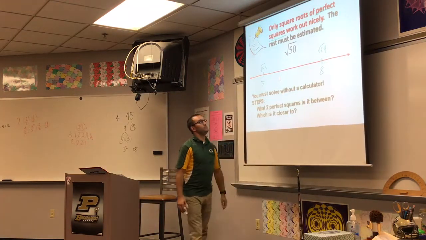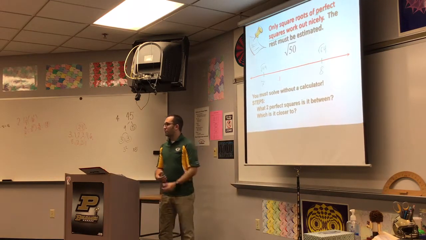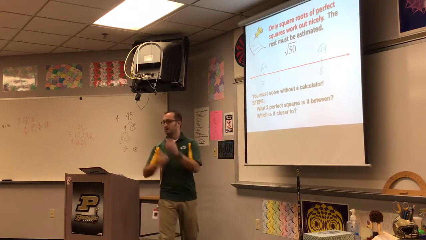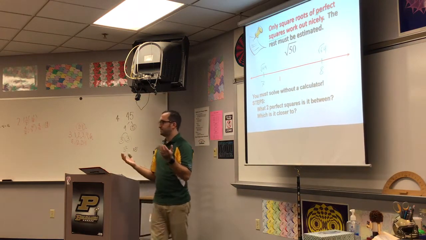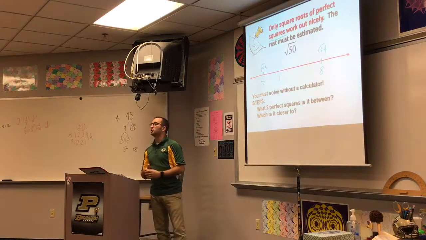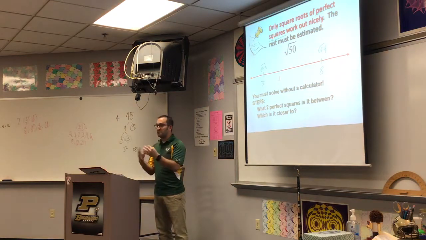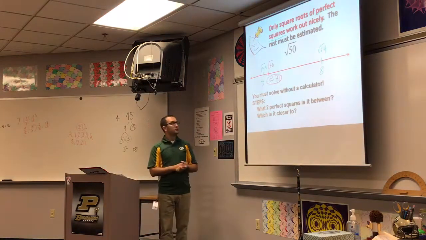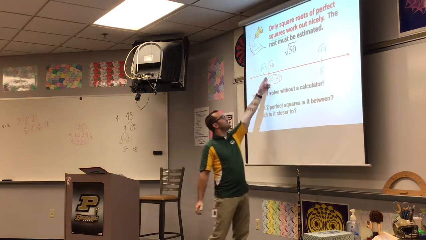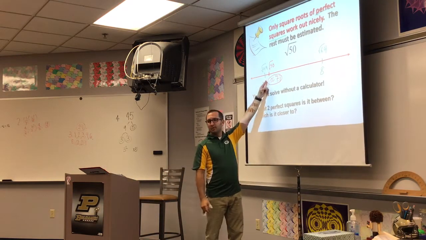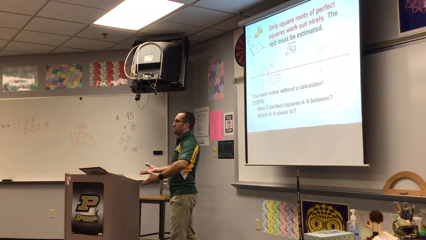So the square root of 50 is in between the square root of 49 and the square root of 64. You with me on that? It's just in between. And now, which is it closer to? It's definitely closer to the square root of 49. And so we approximate. We say it's just a little bit more than this. What's a little bit more than 7? 7.1. Just a little bit more.